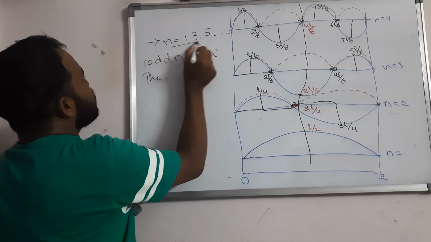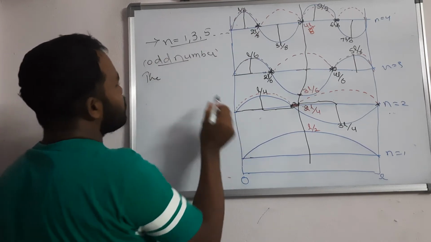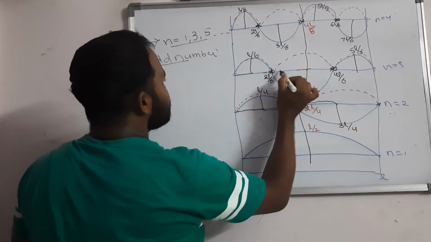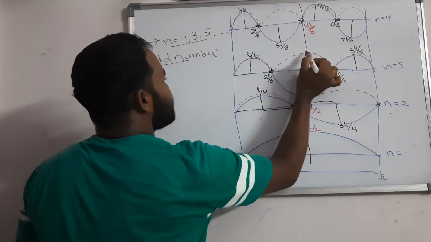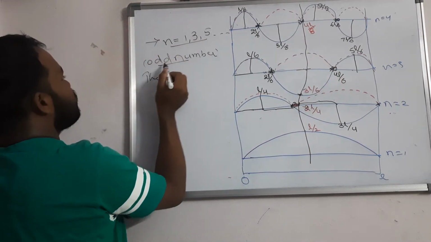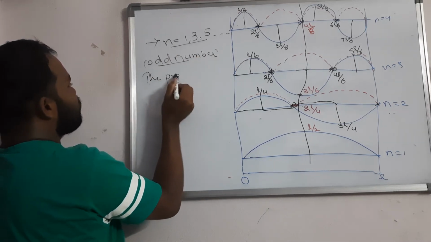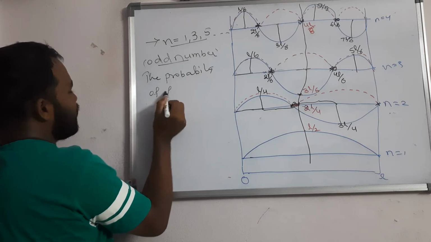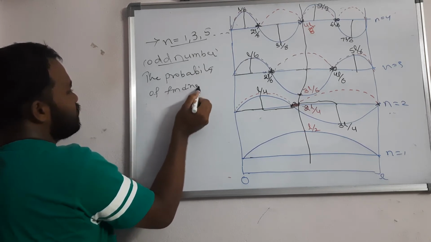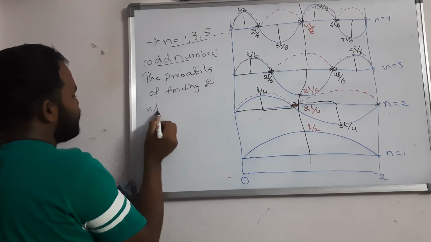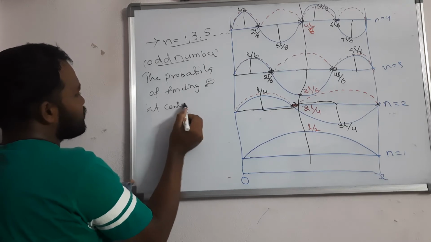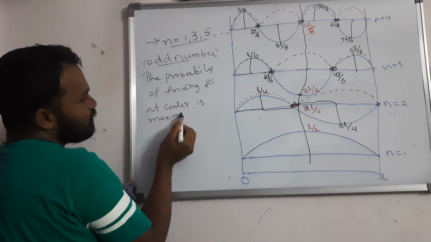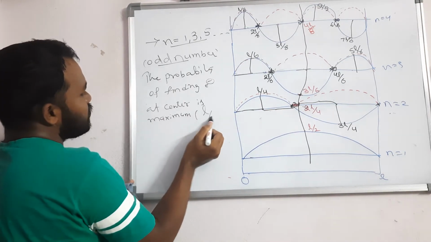For n equal to 1, 3, 5, odd numbers, the probability of finding the electron at the center is maximum. Center means L by 2. At L by 2, the probability is maximum.